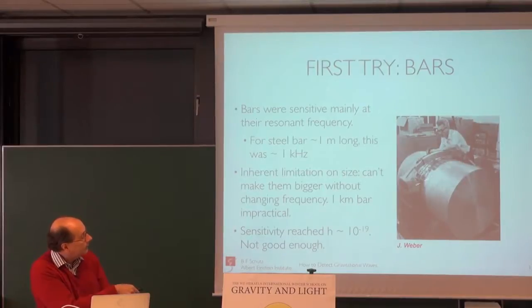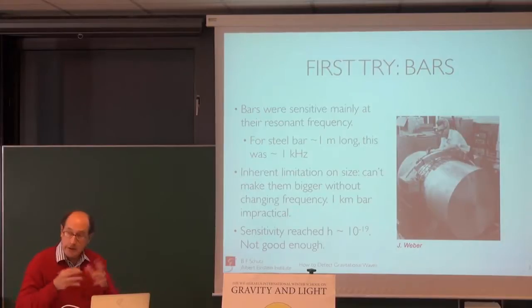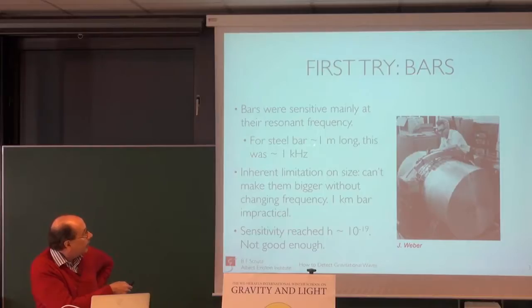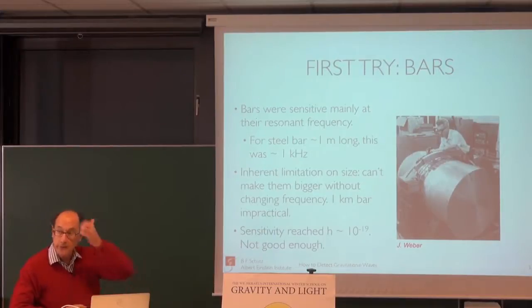And he's instrumented it with strain gauges at the point where the strain is maximum, namely the center of the bar. And those strain gauges are supposed to tell you about the excitation of the fundamental normal mode of oscillation of the bar. And so it's that resonant mode, and for a steel or aluminum bar about a meter long or something, the typical frequencies are around the kilohertz. That would be the most sensitive frequency for detecting a gravitational wave.